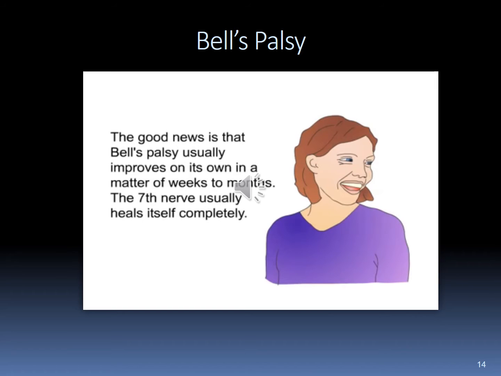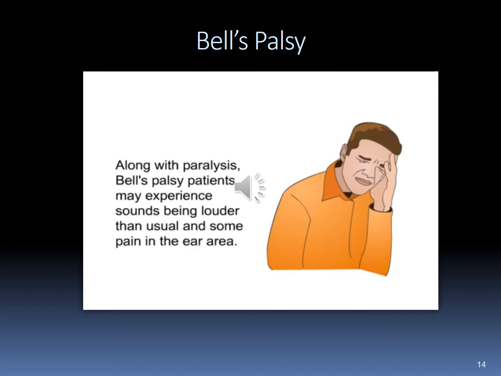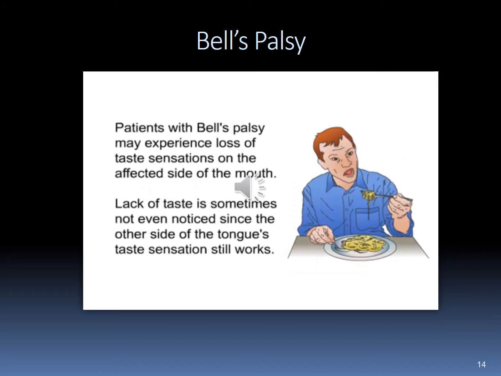The good news is that Bell's palsy usually improves on its own in a matter of weeks to months. The seventh nerve usually heals itself completely. Along with paralysis, Bell's palsy patients may experience sounds being louder than usual and some pain in the ear area. Patients may experience loss of taste sensations on the affected side of the mouth. Lack of taste is sometimes not even noticed, since the other side of the tongue's taste sensation still works.